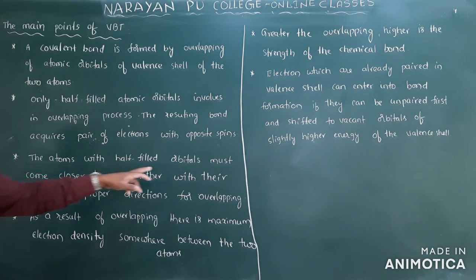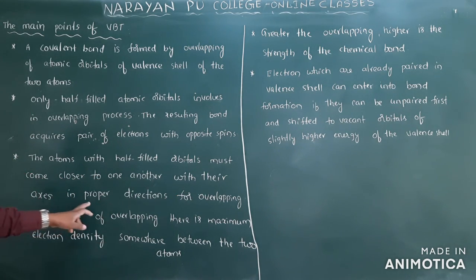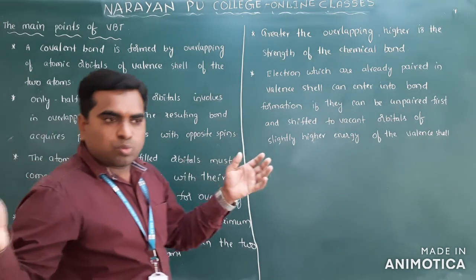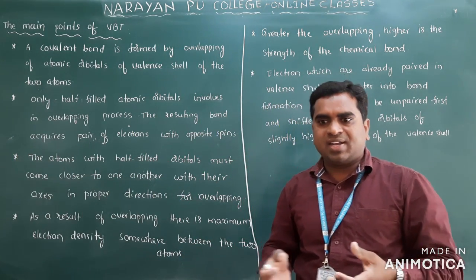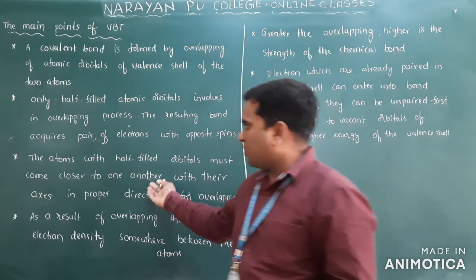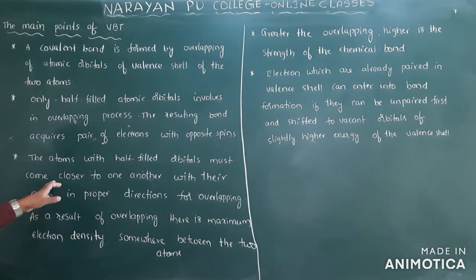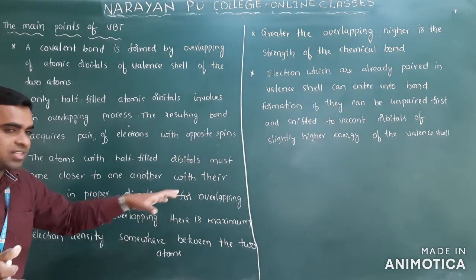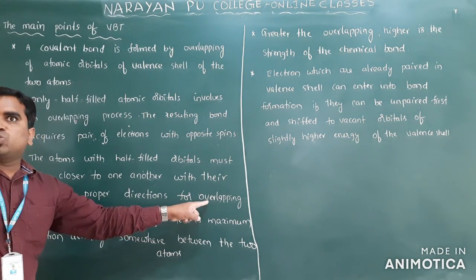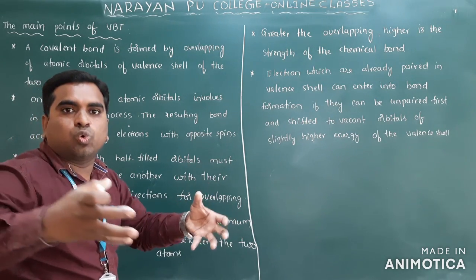Next, the atoms with half-filled orbitals must come close to one another with their axes in a proper direction for overlapping. I already mentioned covalent bond is directional and ionic bond is non-directional. So this is one reason. The half-filled atomic orbitals must come close to one another in a proper direction for overlapping. It should not come in its own direction. It has to come in a particular direction to overlap.